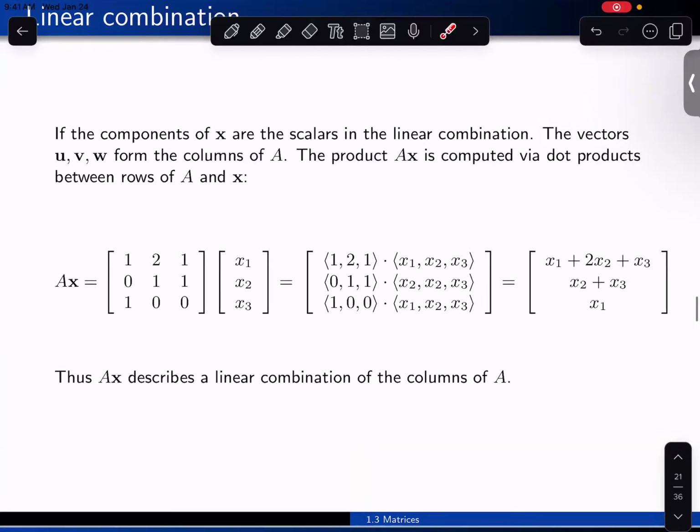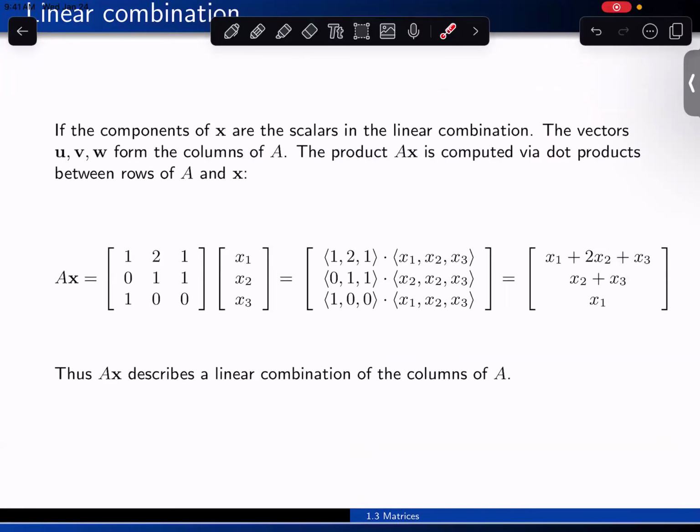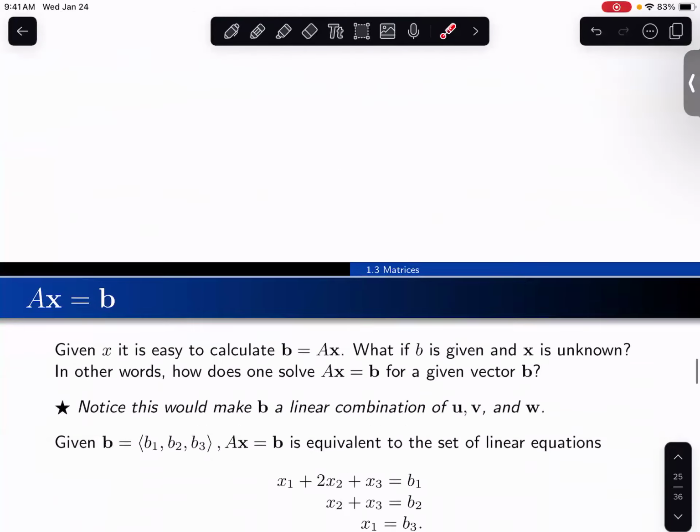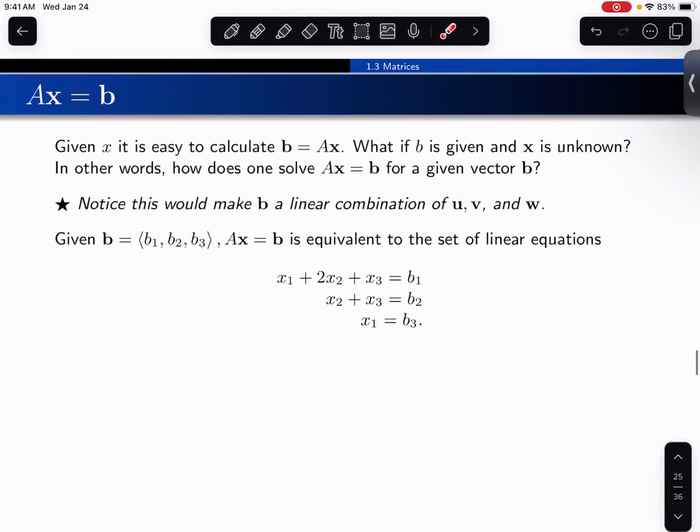These equations, x1 plus 2x2 plus x3, x2 plus x3, and then x1, come from the matrix we had here, right? And so we want to be able to determine what x1, x2, and x3 are in terms of b1, b2, and b3.